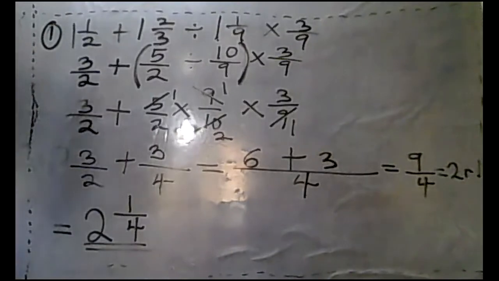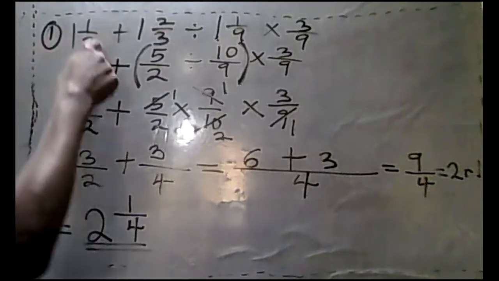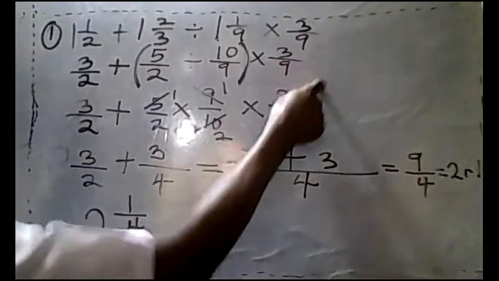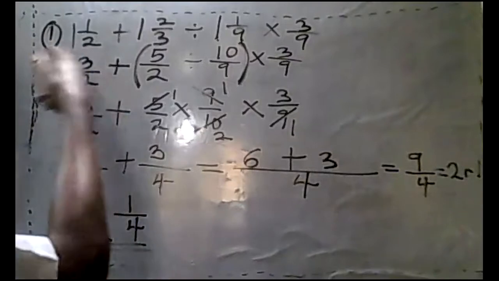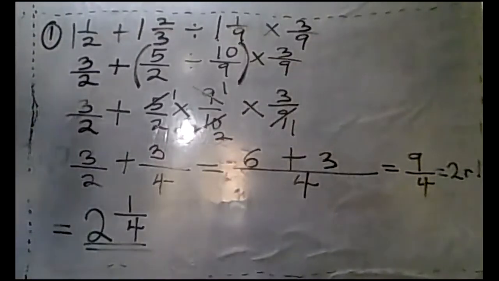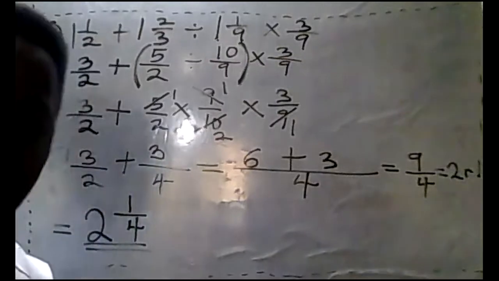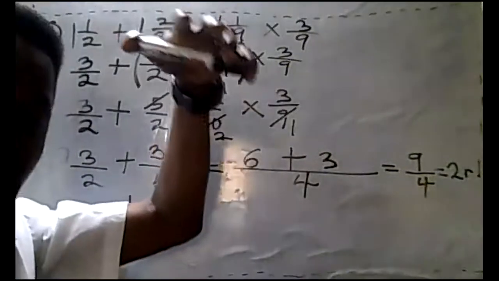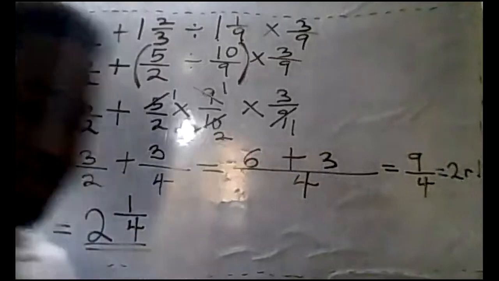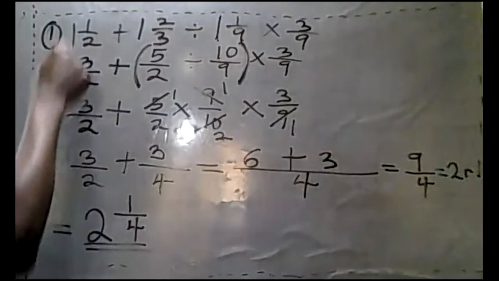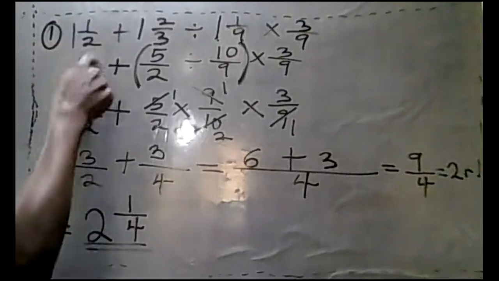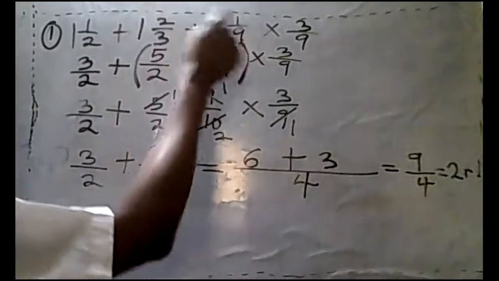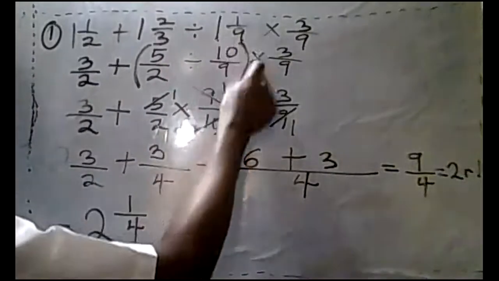So let me quickly go over this again. 1 and a half plus 1, 2 over 3 divided by 1, 1 over 9 times 3 over 9. What you need to do first is change everything to improper fractions. And I said an improper fraction is a fraction where the numerator is greater than the denominator. The number on top is greater than the number under. So how? 2 times 1, 2 plus 1, 3 over 2. 3 times 1, 3 plus 2, 5 over 2. Divided by 9 times 1, 9 plus 1, 10 over 9 times 3 over 9.